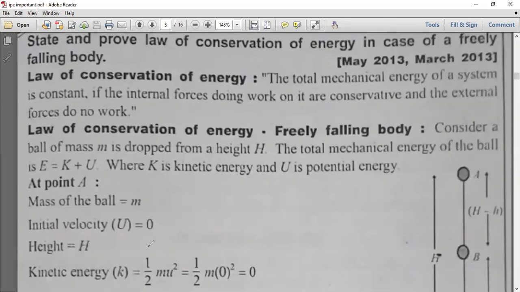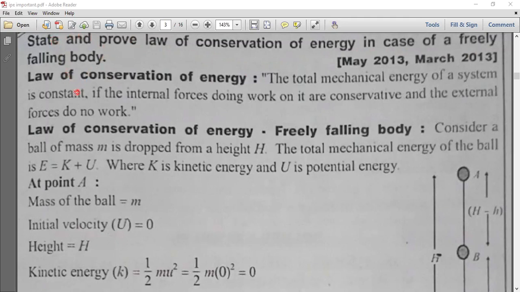This question is from work, power, energy, that is an LAQ question. It is coming for 8 marks. So the total mechanical energy of a system is constant if the internal forces doing work on it are conservative and the external forces do not work. So what we have to do? First, state and prove. State and prove the law of conservation of energy in case of a freely falling body.